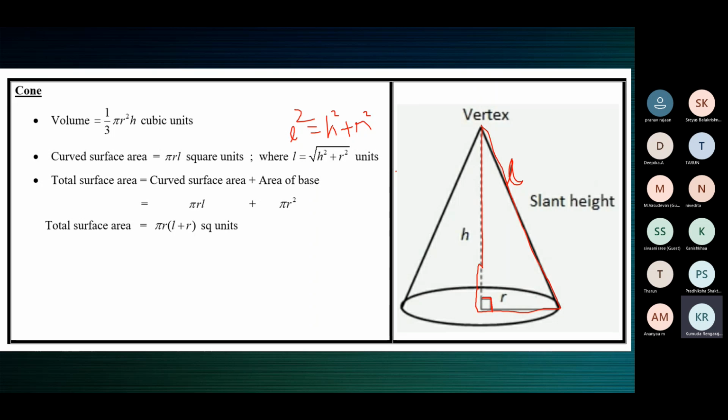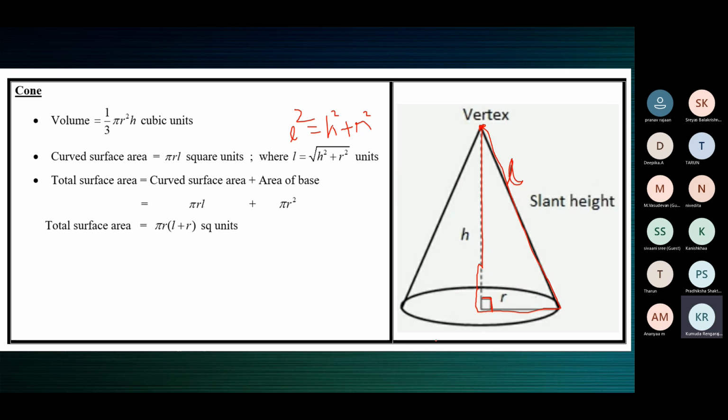Curved surface area is given by the formula pi rl, r radius, L slant height. If not given, you should find it using the expression root of h square plus r square. Total surface area is the curved surface area plus the area of the base. Total surface area is CSA plus area of one base, only one base. The other end is a fine point. This is the vertex of the cone.